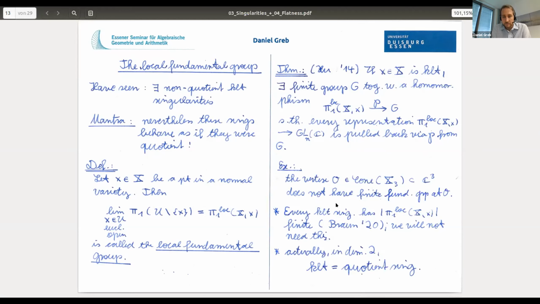So this is not true if you leave the world of KLT singularities and look at log canonical singularities. If you look at the cone over an elliptic curve, this does not have finite fundamental group at 0 and also not this property. I want to point out that now we have a much stronger result by Lukas Braun, who's now in Freiburg, that says that every KLT singularity actually has finite local fundamental group, but we will not need this for our arguments. And let me point out that in dimension 2, quotient singularities are the same as KLT singularities. So every KLT singularity is quotient in dimension 2.